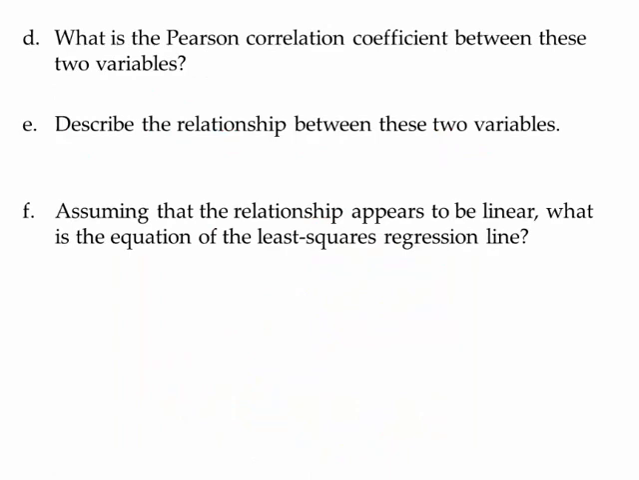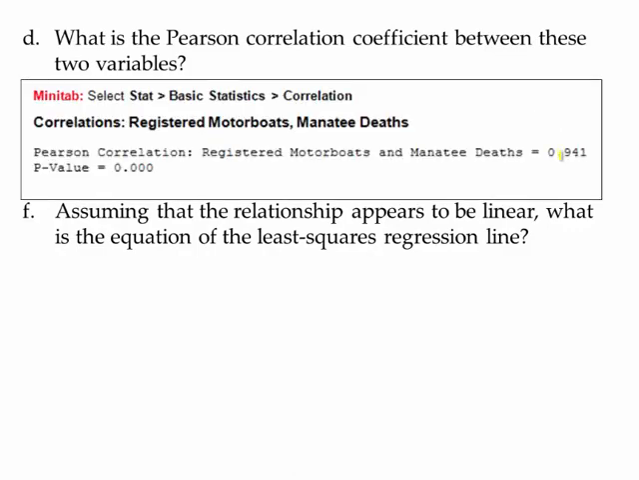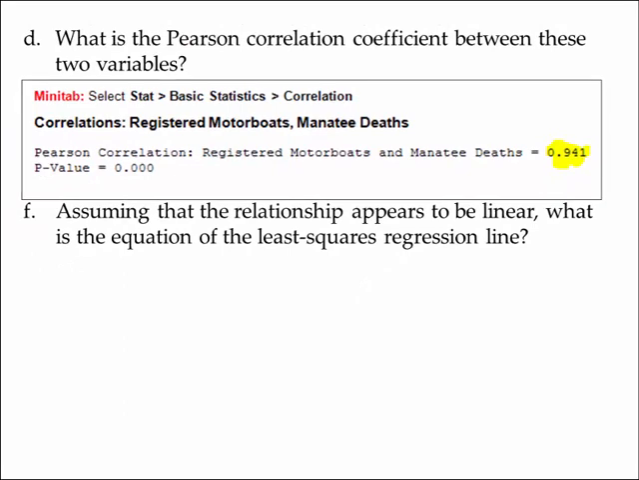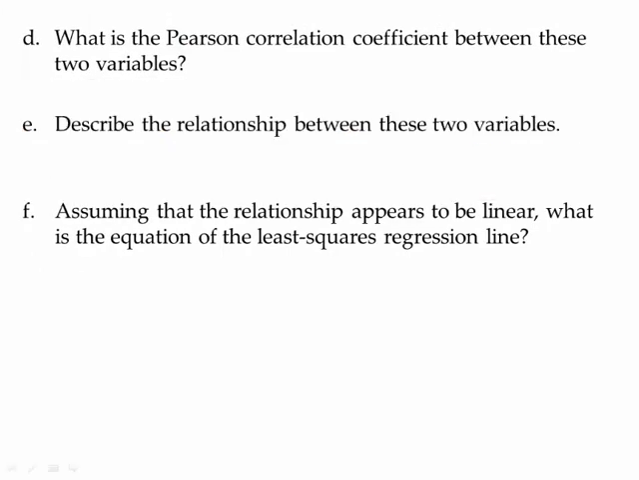Part D. What is the Pearson correlation coefficient between these two variables? If you recall, we computed this in the last video. We see that the value of R is 0.941. So the value of R is 0.941. Question E. Describe the relationship between the two variables.